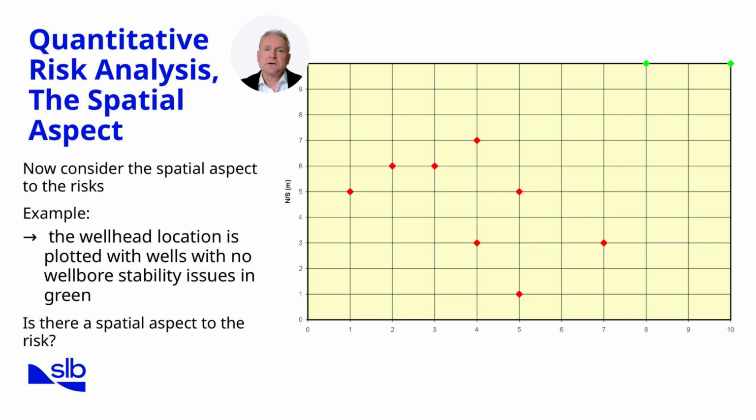But we have to also consider the geometric aspects. For example, if all the offset wells were J-shape with the instability events occurring at greater than 40 degrees inclination, whilst our subject well is vertical, there may be a reduction in the probability of the wellbore instability risk.